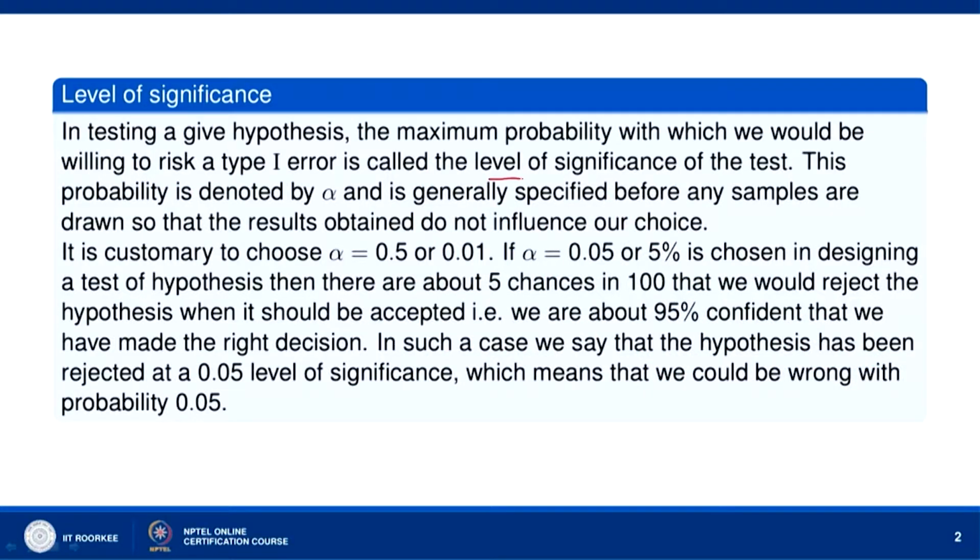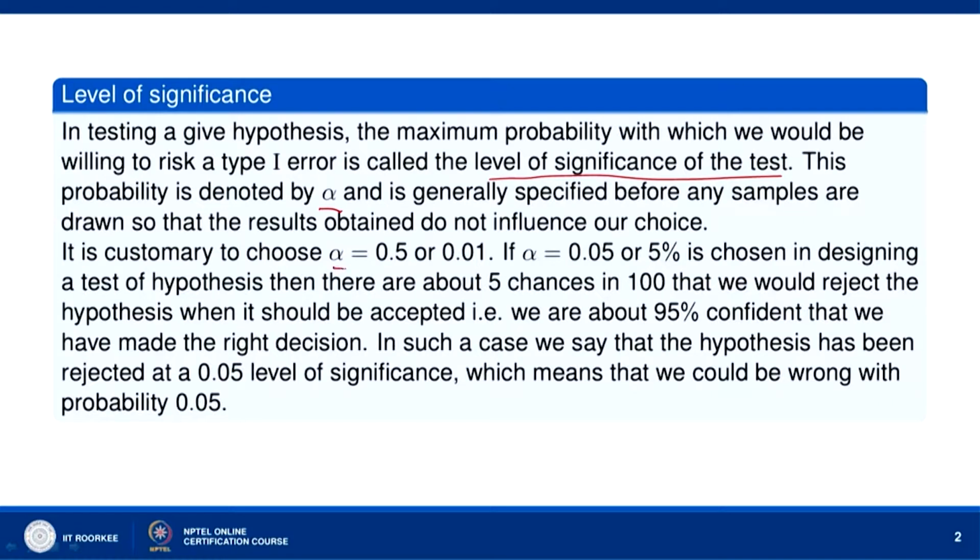Let us discuss first level of significance. In testing a given hypothesis, the maximum probability with which we would be willing to risk a type 1 error is called the level of significance of the test. This probability is denoted by alpha and is generally specified before any samples are drawn, so that the results obtained do not influence our choice.